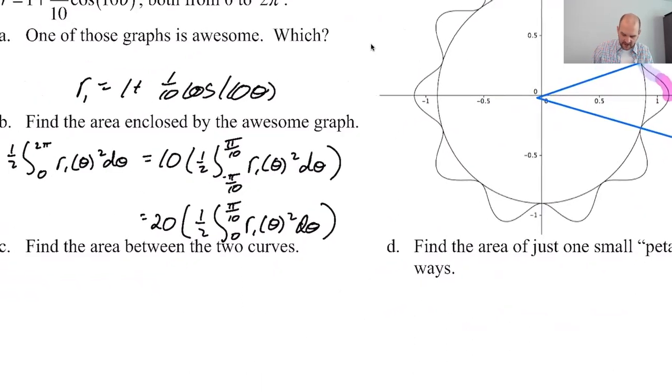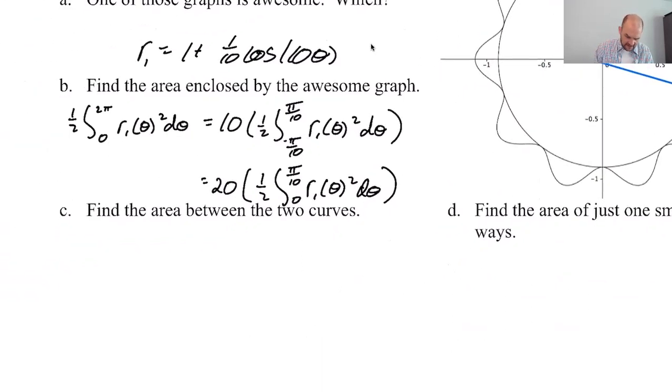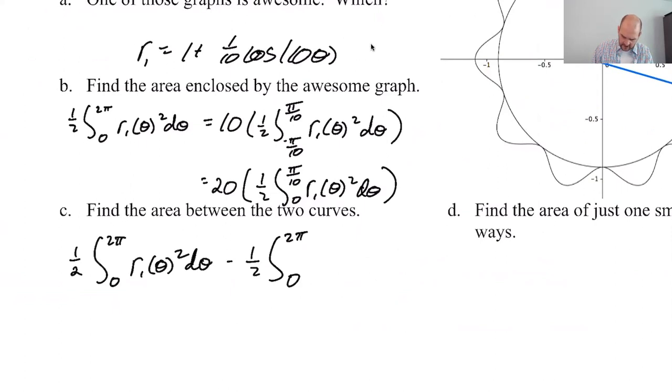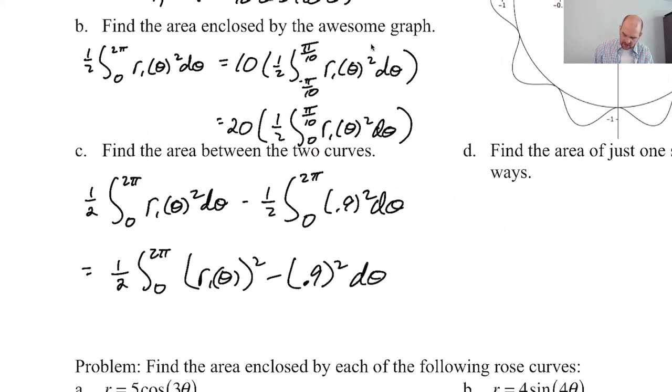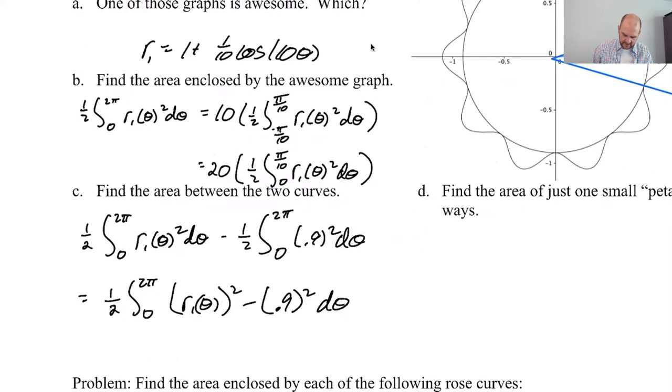Okay, area between the graphs. I should be able to take any of my answers to B and just subtract off the full circle. So I could do it like this, just two separate integrals. That's r equals 0.9, so 0.9 squared. Or I could do one integral with the same bounds, 0 to 2 pi. And then you square, and then you subtract. Square first, subtract second. It's just like when you're finding volumes of revolution. Square first, then subtract, because you're really doing big volume minus little volume.